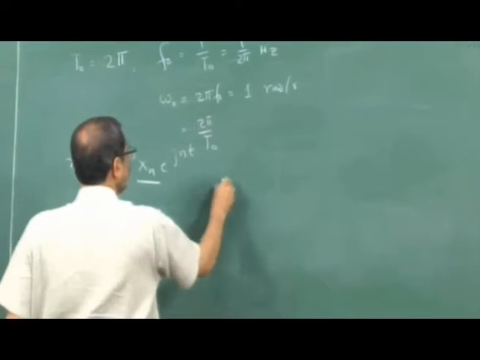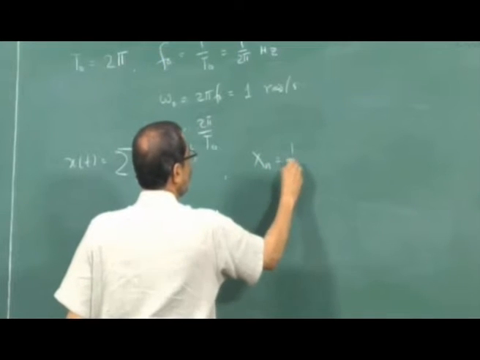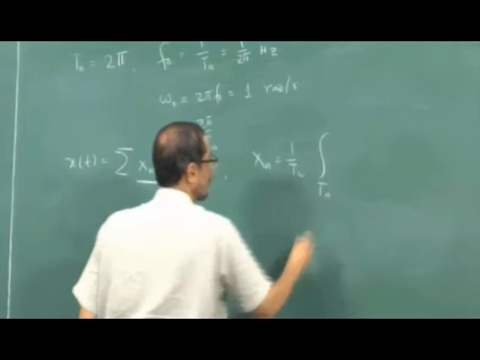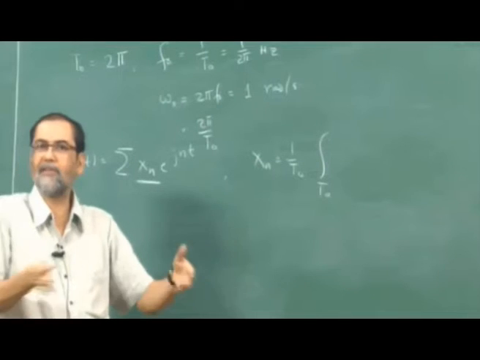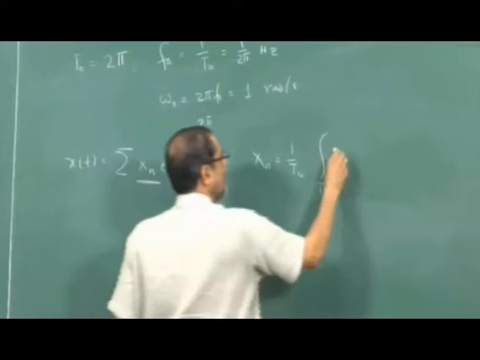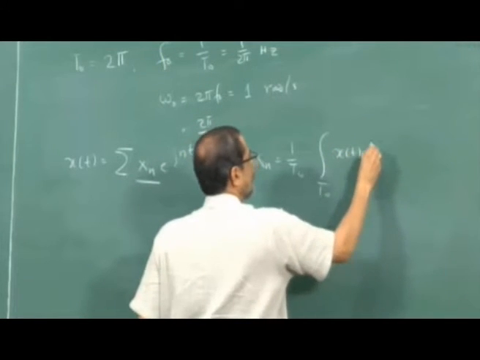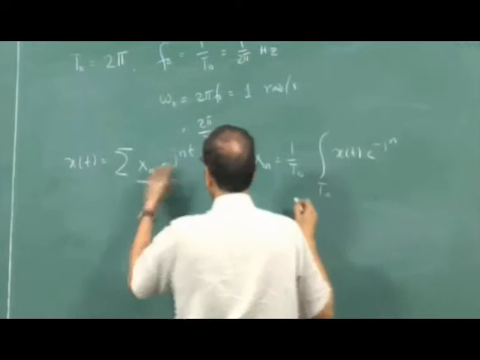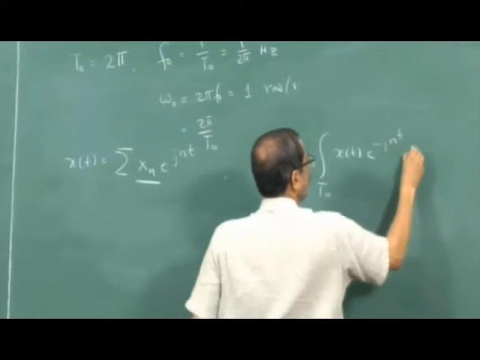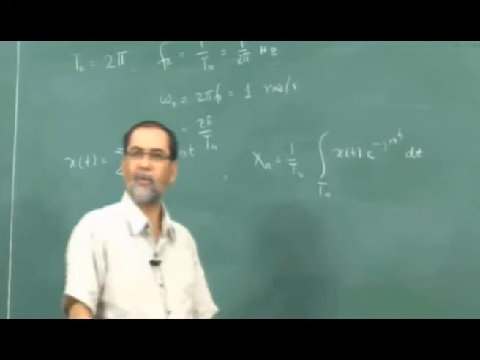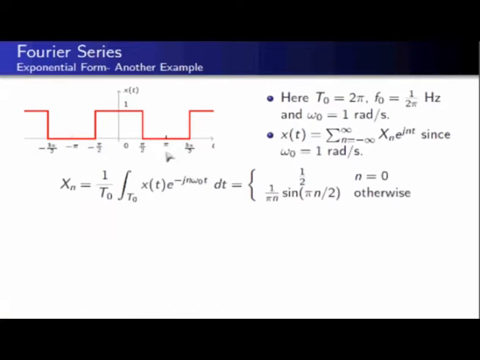By definition, xn is 1 by T naught times the integration over any one period, it doesn't matter where you start, of x of t e to the power of minus j n omega naught t dt, where omega naught is 1, so e to the minus j n t. Carry out this integration. I think this is what I have tried to do here. I have not shown the steps. I would like you to go home and try this.